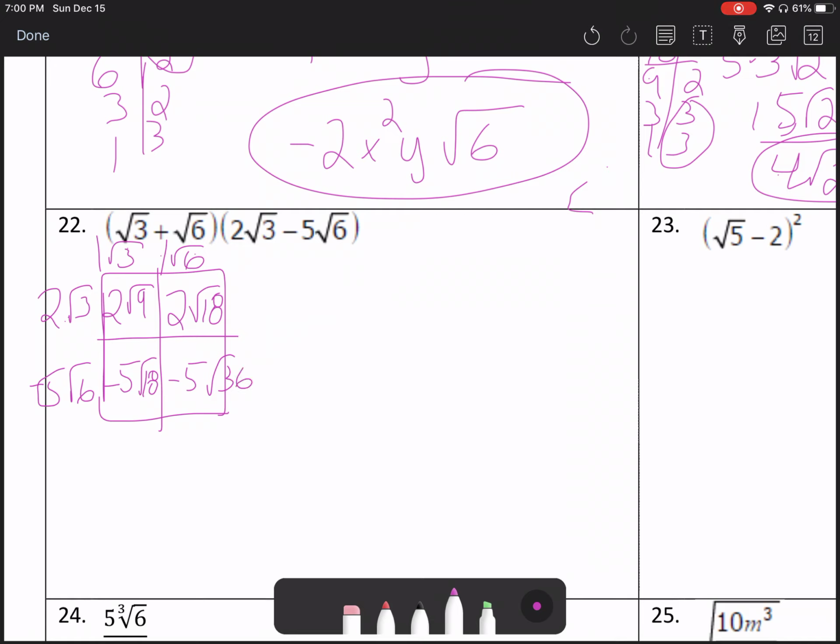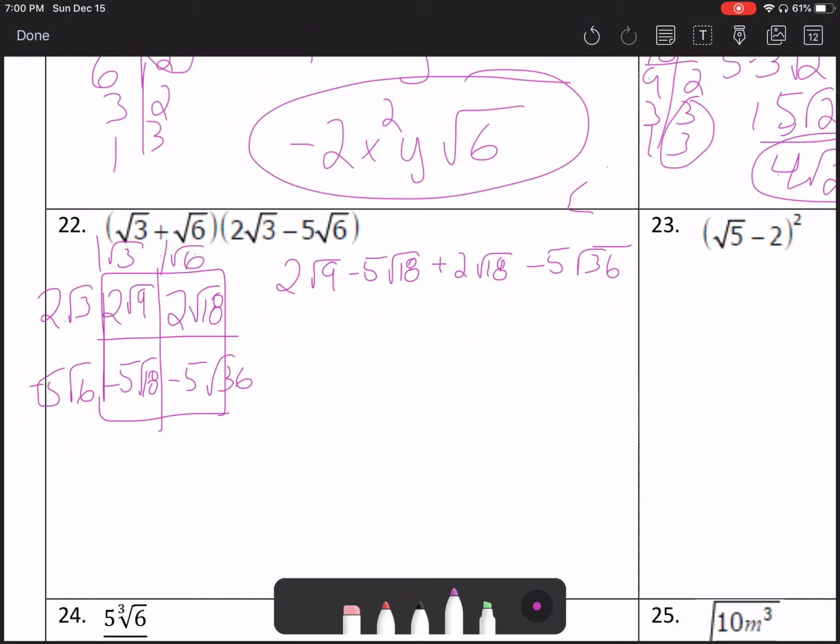Now you can do any simplification if you realize that things can be simplified beforehand. I'm just going to write it out. So what I have is 2 times radical 9 minus 5 times radical 18 plus 2 times radical 18 minus 5 times radical 36.